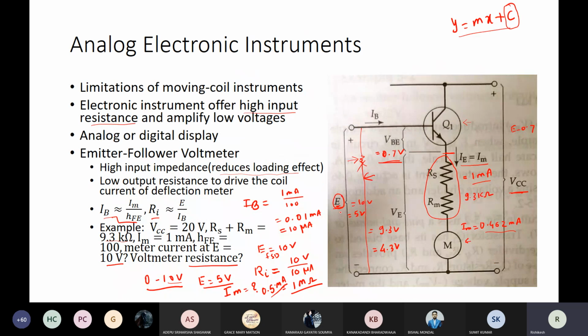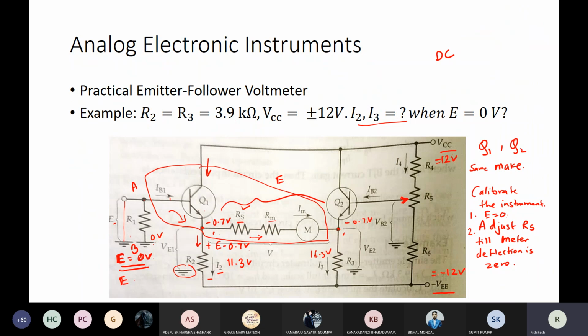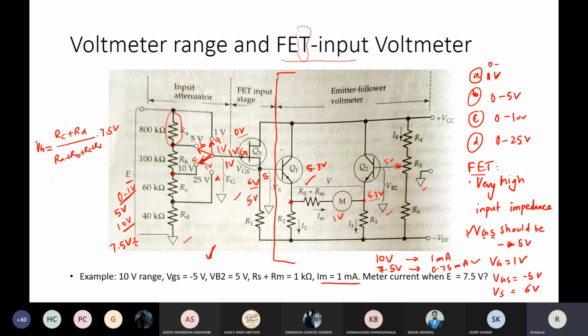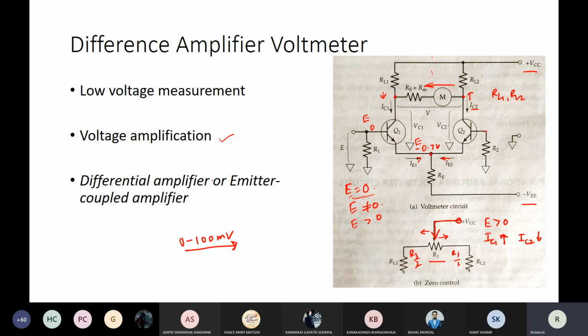So you see, starting with a very simple emitter follower voltmeter, we made it slightly more complicated by adding another transistor circuit to remove the effect of the 0.7 volt. Then we also included the voltmeter range selection arrangement along with the FET input stage, which increases the input impedance. We went further by not only measuring the higher ranges, that is 0 to 1 volt, 5 volts or 10 volts, but also lower voltages, by achieving the voltage amplification offered by the emitter coupled amplifier circuit.